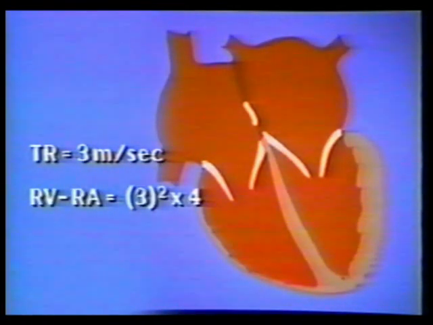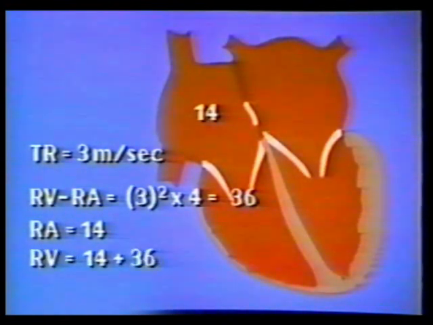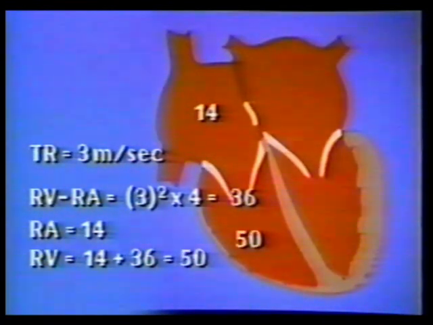You will recall from tape number 6 that by inserting this TR velocity into the Bernoulli equation, we arrive at the systolic gradient between right ventricle and right atrium. 3 squared times 4, which is 36 millimeters of mercury. Right atrial pressure was estimated to be 14 millimeters of mercury. The right ventricular pressure is found by adding the right atrial pressure to the systolic gradient. 14 plus 36 equals 50 millimeters of mercury.